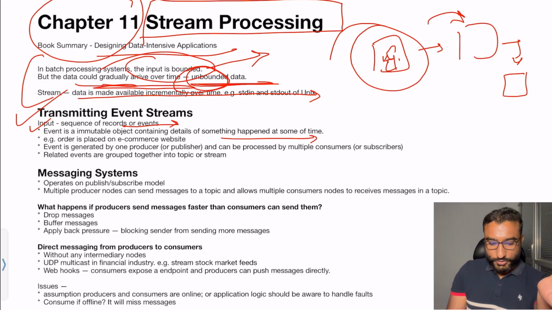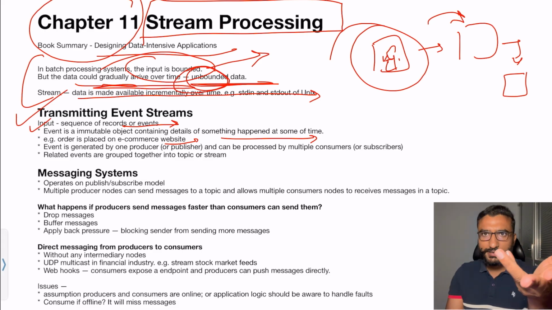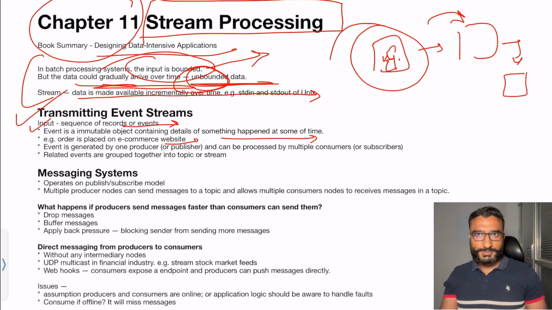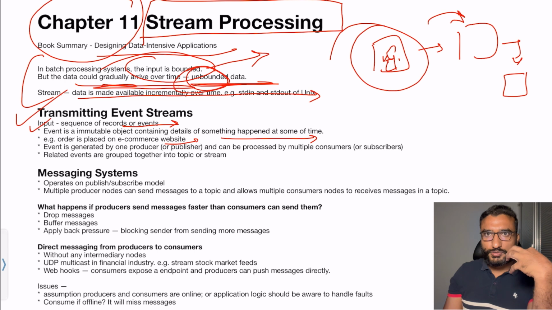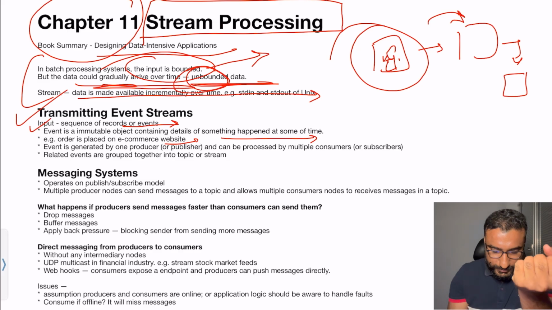Let's say an order is placed on an e-commerce website. Whenever you place an order, an event is generated. On that event, other actions can be taken. Let's say once the order is placed, I have to start with the shipping, you have to start with the fulfillment cycle of that order. So that can take place based on receiving that order event.